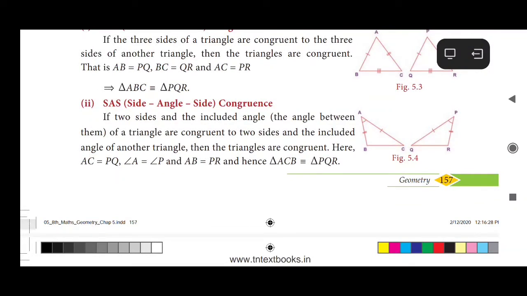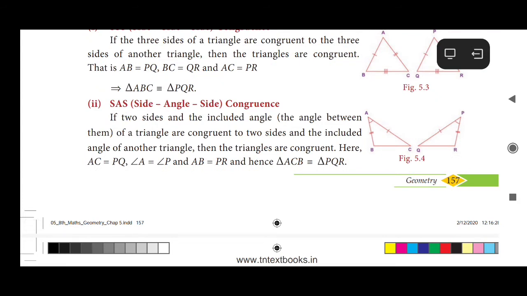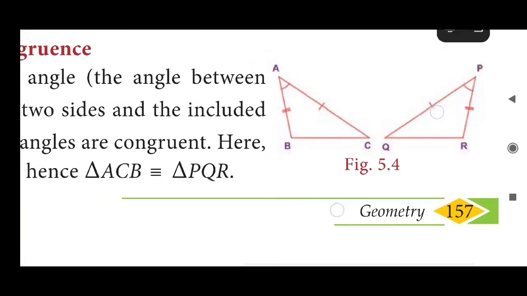So the next property is side angle side. If two sides and the included angle, the angle between them, of a triangle are congruent to two sides and the included angle of another triangle, then the triangles are congruent. So here AC is equal to PQ, BC equal to QR. Here a single bar is given, which means both the lines are equal. This double line is mentioned, both the lines are equal.